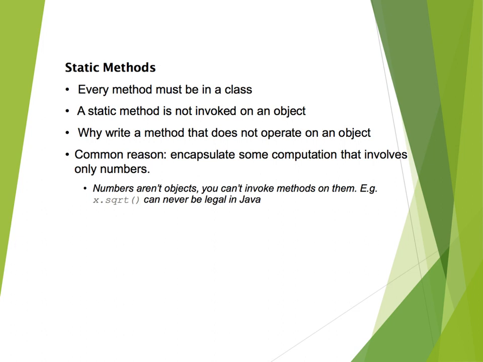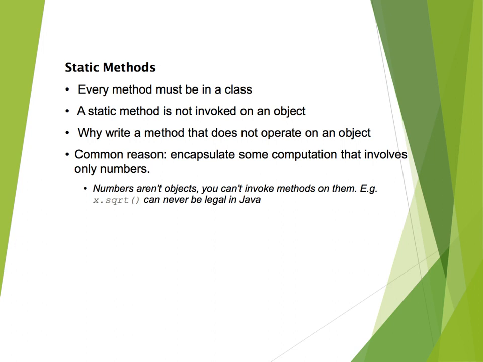So as you all know, every method in Java must be in a class, and usually methods are invoked on an object. But this rule has an exception. A static method is not invoked on an object. A static method is defined in the following way: it doesn't need an object to be invoked on. It can be invoked without instantiating an object from the class.